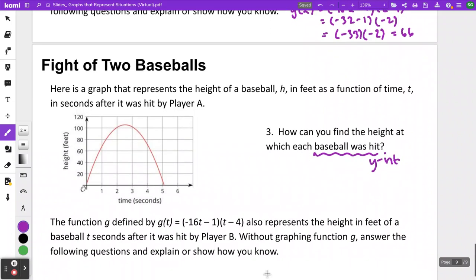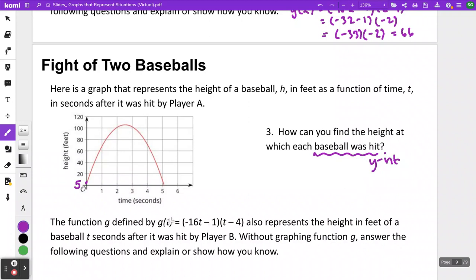So one last time, we'll start with this first graph. If I asked you to identify the y-intercept, just like with our x-intercept, we're going to have to do some estimating here. My y-intercept is right here, and I'm going to guess that it looks like it's around 5. And so based on this first graph, we can say player A's baseball was hit from a height around 5 feet. How am I finding that height? I'm looking at the y-intercept of the graph.